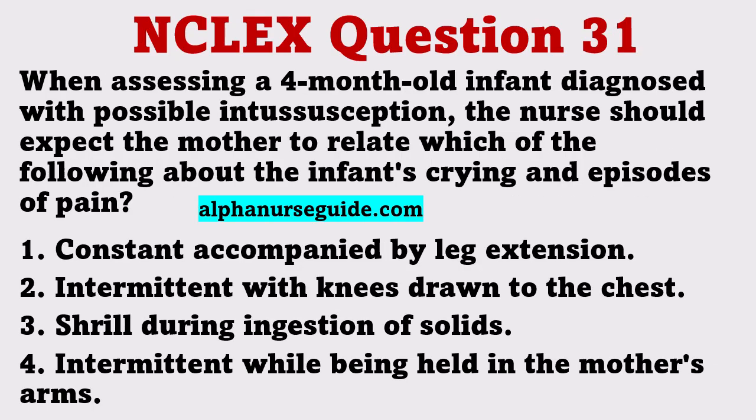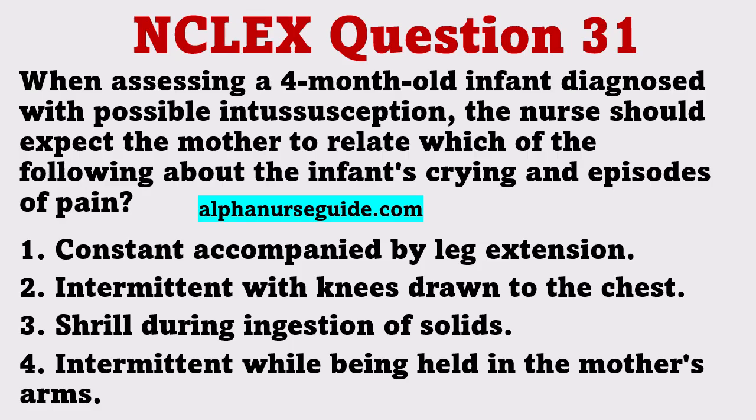When assessing a 4-month-old infant diagnosed with possible intussusception, the nurse should expect the mother to relate which of the following about the infant's crying and episodes of pain. 1. Constant accompanied by leg extension. 2. Intermittent with knees drawn to the chest. 3. Shrill during ingestion of solids. 4. Intermittent while being held in the mother's arms.